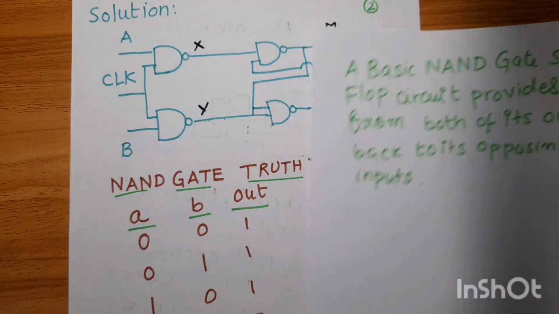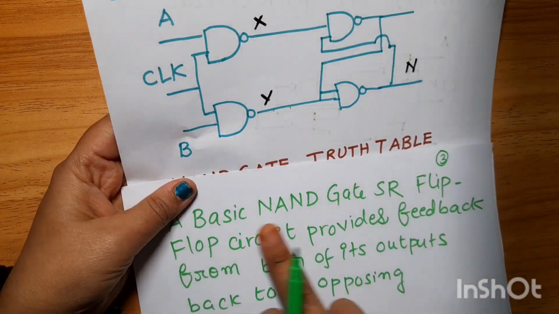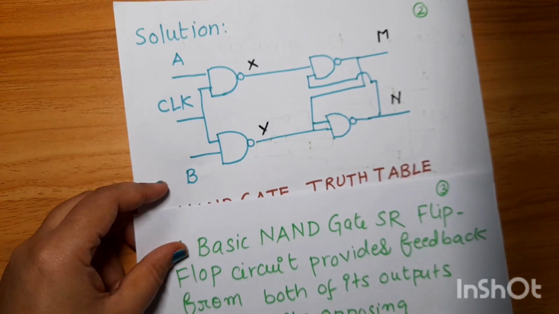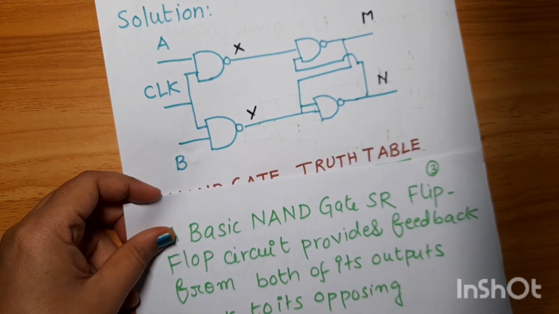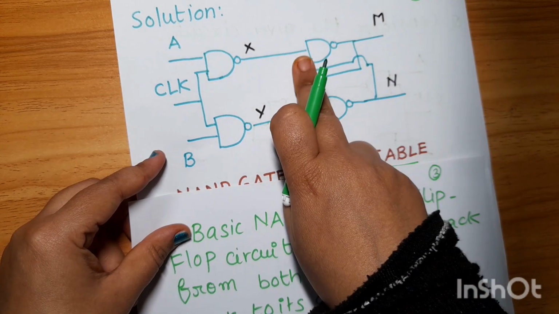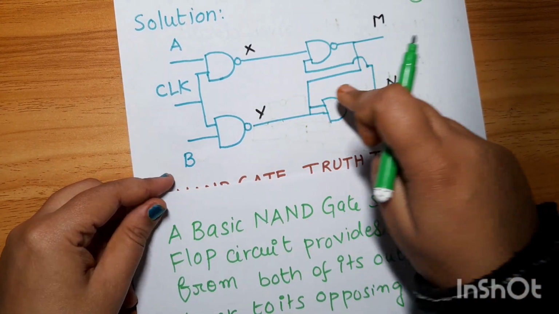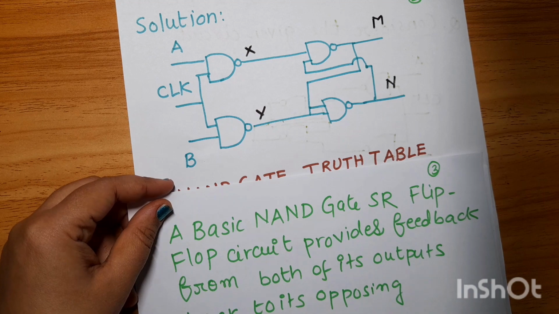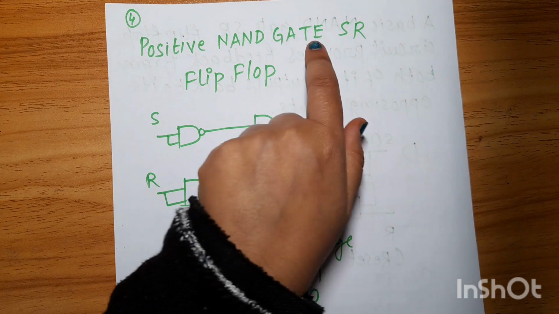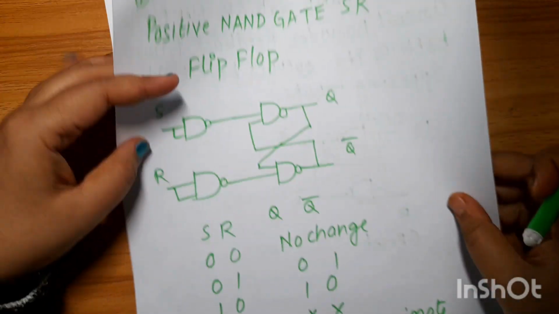See the circuit again. What you will find is that this circuit is actually a basic NAND gate SR flip-flop circuit. It provides feedback from both of its outputs back to its opposing input. This output is going to this input, this output is going to this input. So this is a basic NAND gate SR flip-flop. Solution करने से पहले we will see the positive NAND gate SR flip-flop, और इसका characteristic table भी देखेंगे.